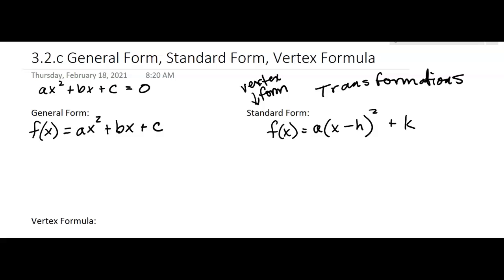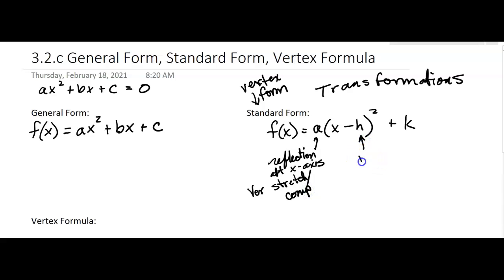It tells us about transformations, right? So we know if a is negative, it's going to reflect about the x-axis. And a will also make it either a stretch or compression. So it could show a reflection about the x-axis, and it could show a vertical stretch or compression. So a does a lot.